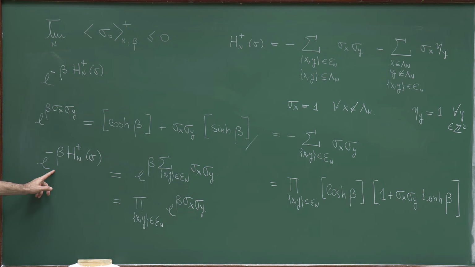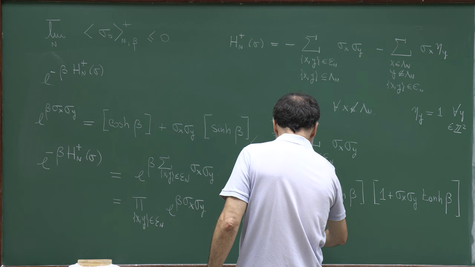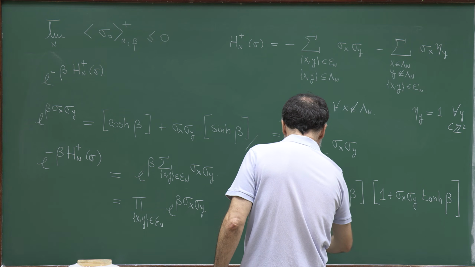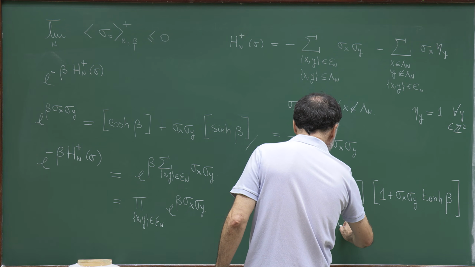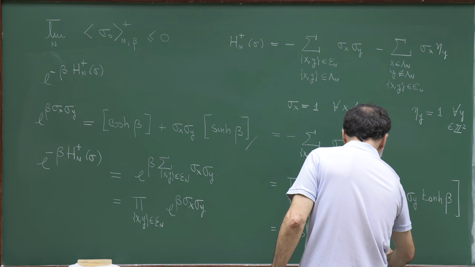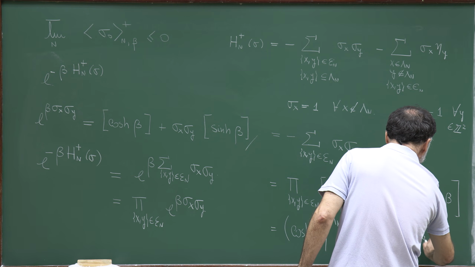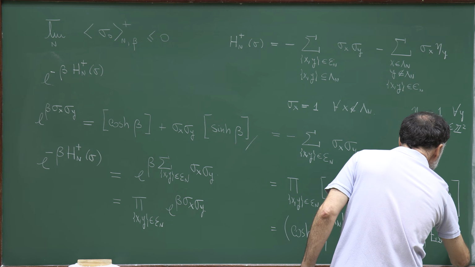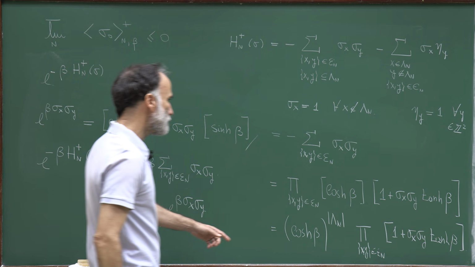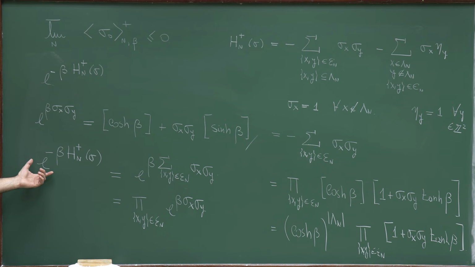So this is the expression for the weight, and mind that since this is a constant, I can still rewrite this expression as the hyperbolic cosine of beta to the power lambda n, and here I have the product of all xy in En of 1 plus sigma x, sigma y times the hyperbolic tangent of beta. So here is an expression for the weight. And by using this expression, we will obtain a formula for the normalizing constant Z in the next take.